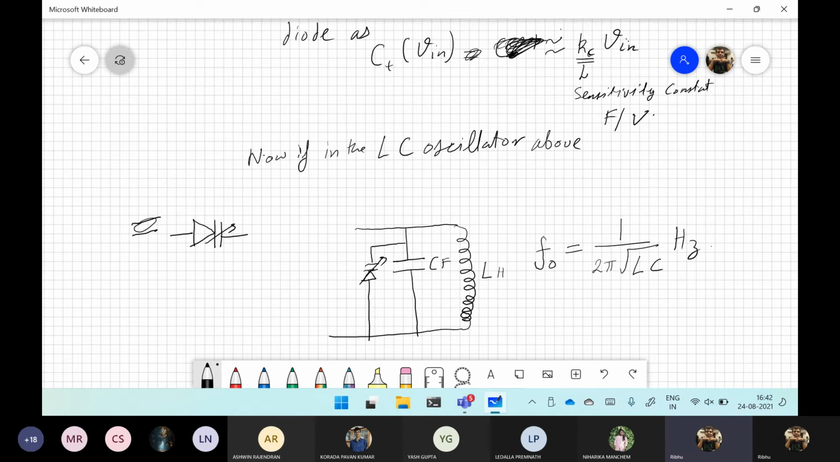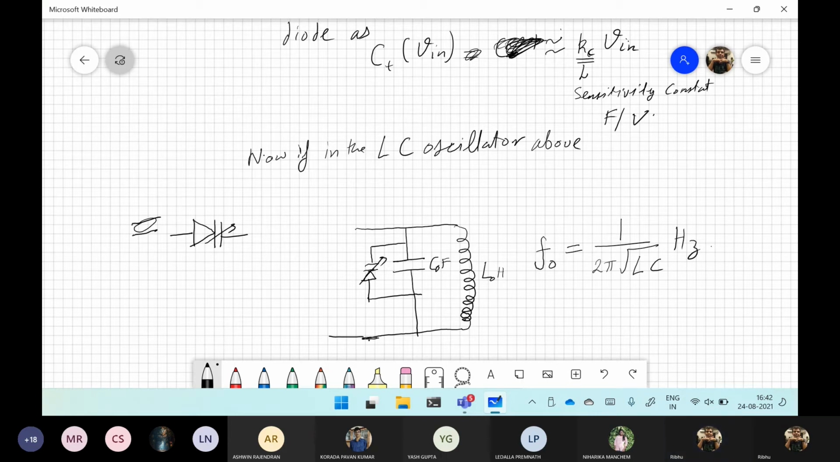This is the symbol for a varactor diode. I add a varactor diode in reverse bias. And let this be L0.